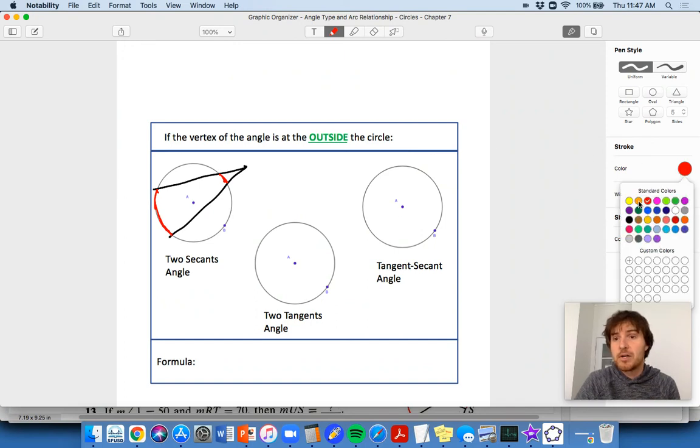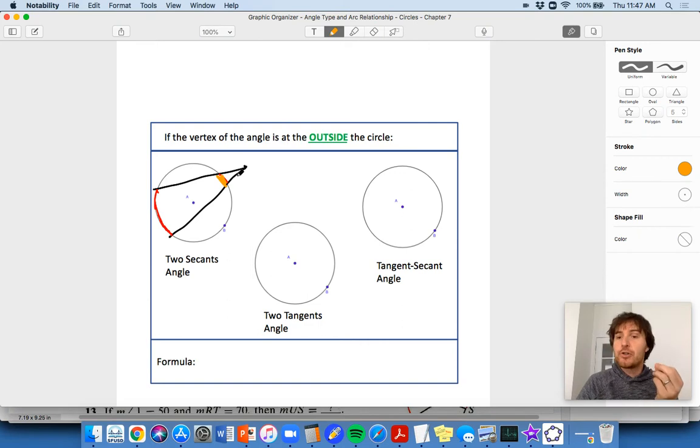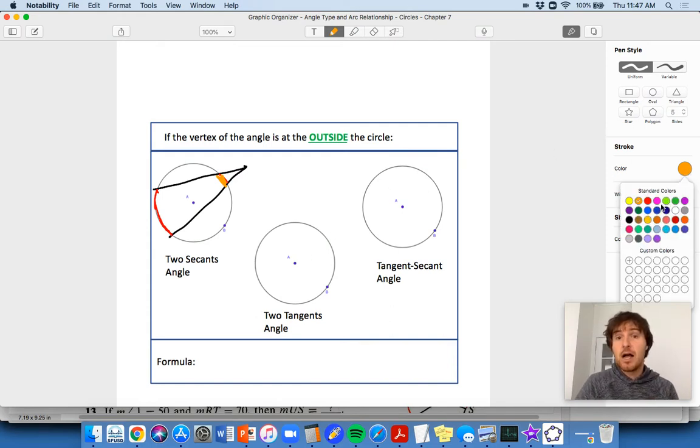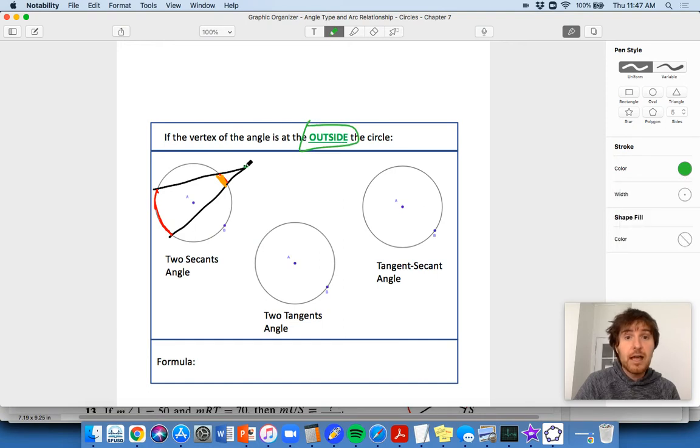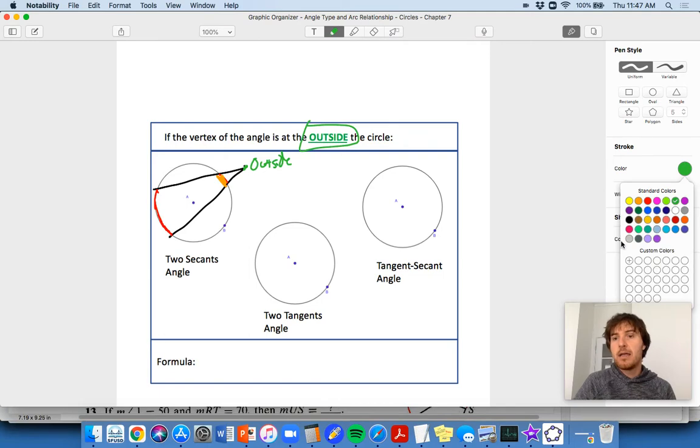I might do different colors for this, okay? The one that's closer to the point is always going to be the smaller of the 2 arcs. That'll be true for any of these types here, and you'll see that in a second. So we got here 2 secant angles. It intercepts 2 arcs here. 2 tangent angles. But the key thing is vertex outside the circle, okay? Vertex outside the circle. So right outside here, okay?